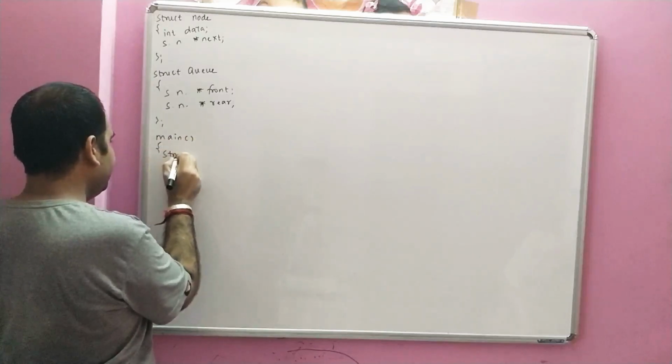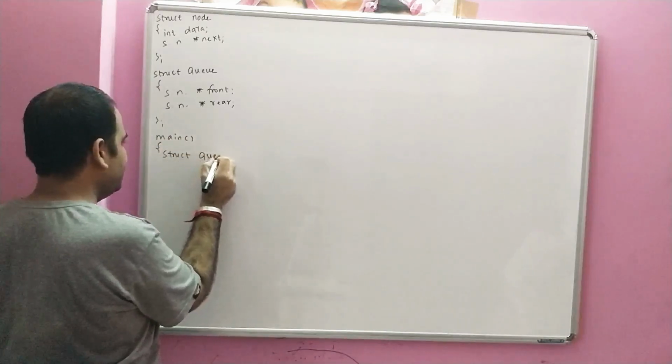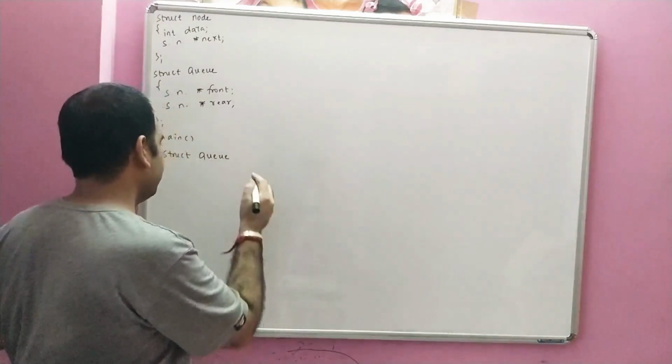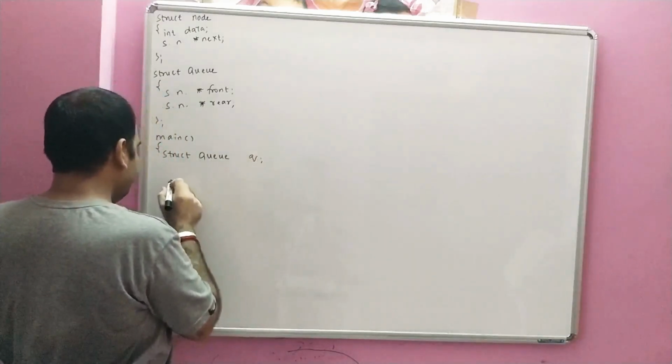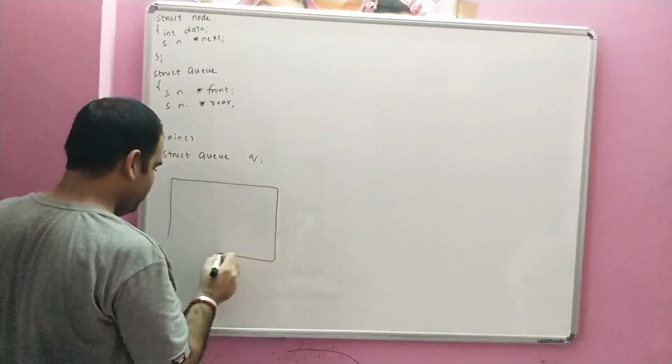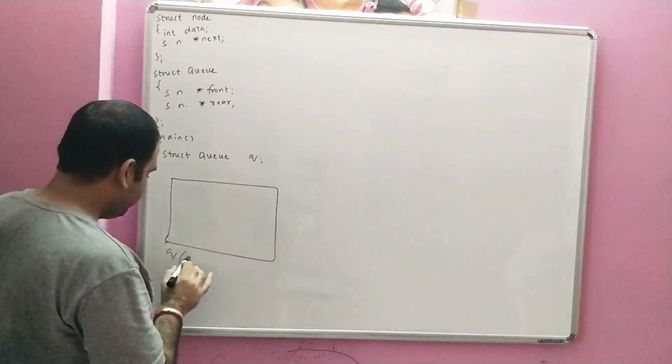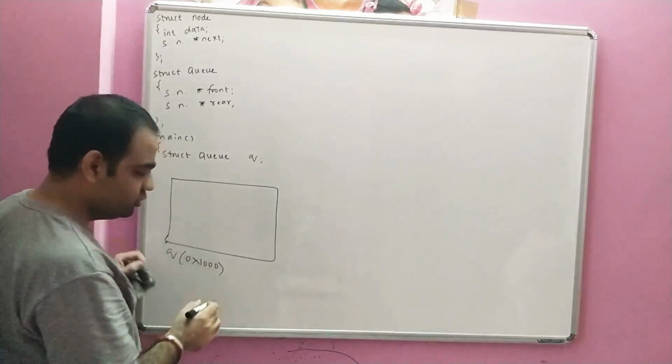What do we need in main? We need a queue. Therefore I write struct queue, and you can give any variable name p, q, r, s, t or something. Let us say queue itself. Now what will happen when you say struct queue? The memory should be allocated. This is q. Let the address of this queue be say 0x1000.